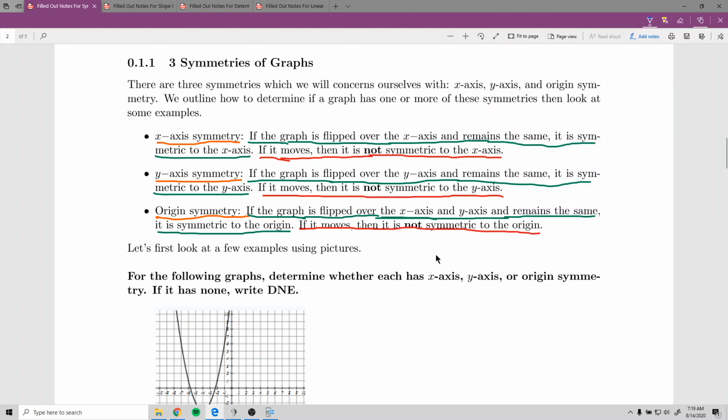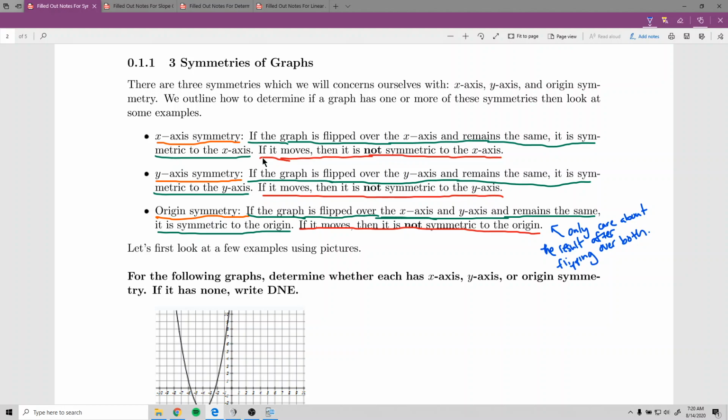All right, so what's really important here when I say flipped over the x and y-axis, what I'm saying is that when you do both. So if you flip it over just one and it moves, that doesn't matter for this. We only care about the result after flipping over both. And I believe we have an example here where you'll see that it does move after flipping over one, but then it goes back into the same spot flipping over the other.